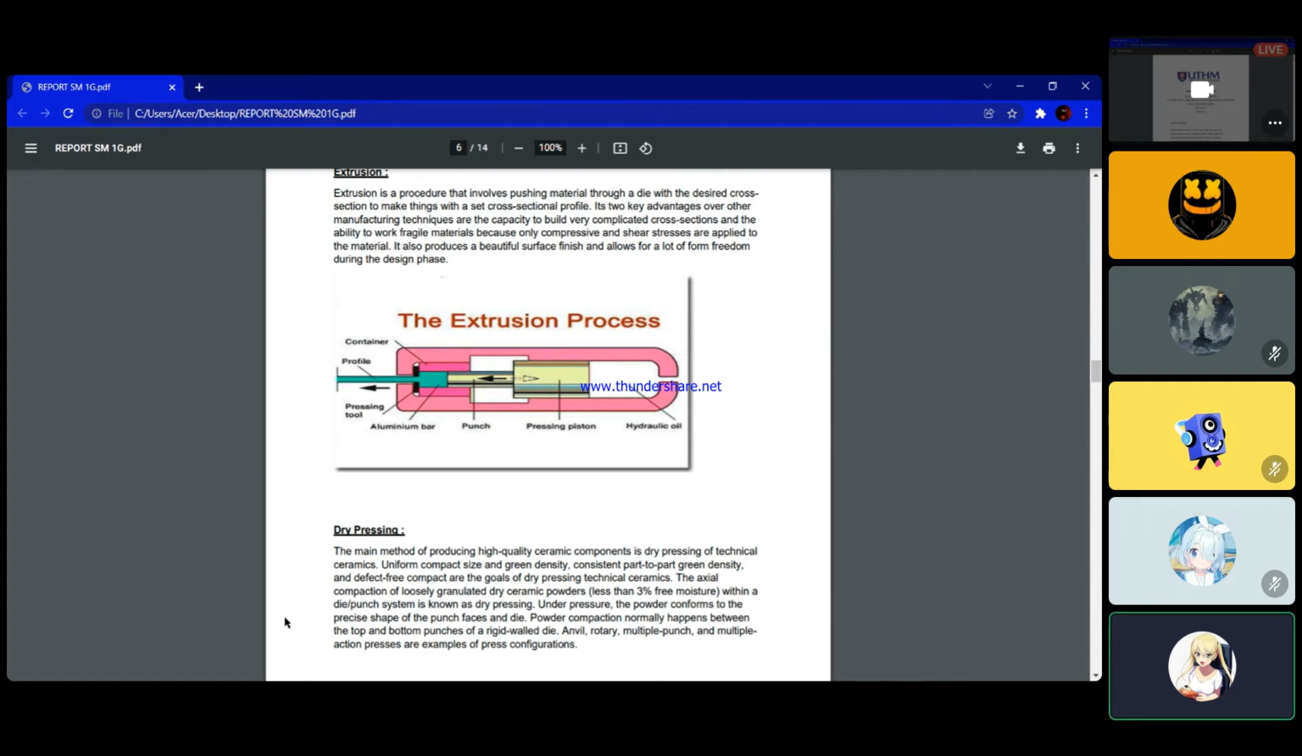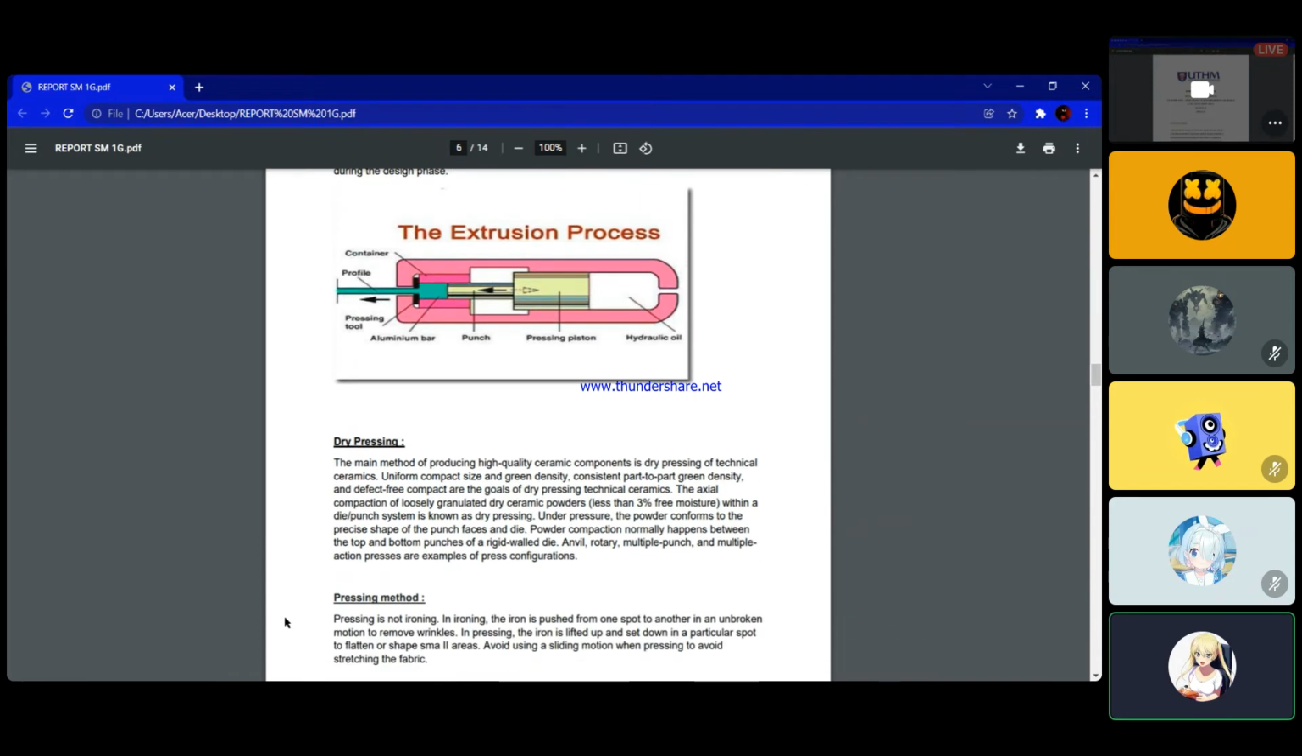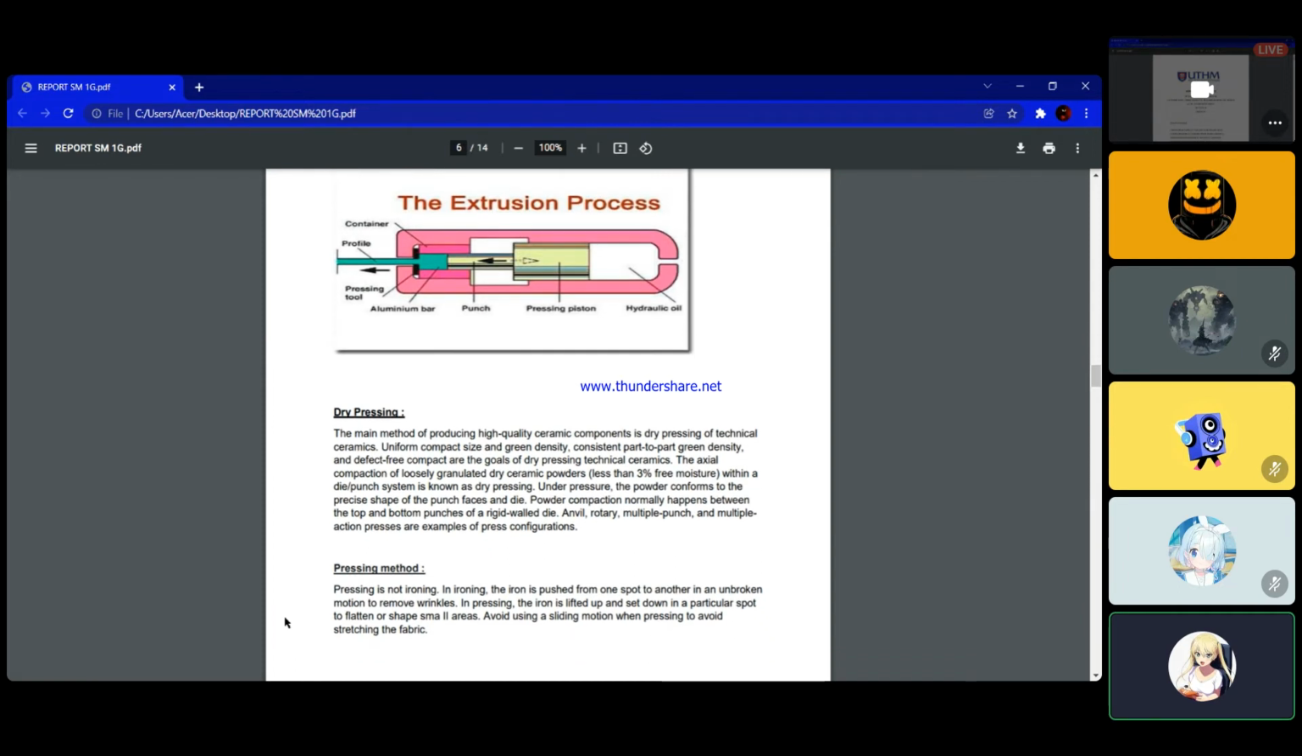Next is dry pressing. The main method of producing high quality ceramic components is dry pressing of technical ceramics. Uniform compact size and grain density, consistent part-to-part grain density, and defect-free compacts are the goals of dry pressing technical ceramics. The axial compaction of loosely granulated dry ceramic powders, with less than 3% free moisture, within a die punch system is known as dry pressing.